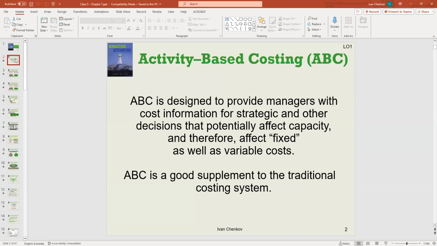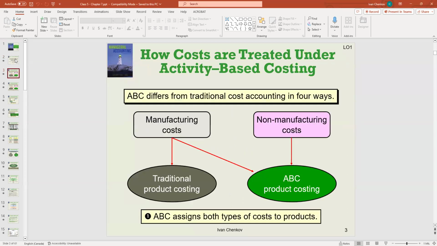Activity-based costing, what I want you to understand, is the good supplemental system to the traditional costing system. For that reason, we have to run both systems. We cannot eliminate the traditional costing system. The traditional costing system is the one where we calculate the predetermined manufacturing overhead and apply the manufacturing overhead based on the actual usage of the allocation base that we choose for the calculation of the predetermined manufacturing overhead.